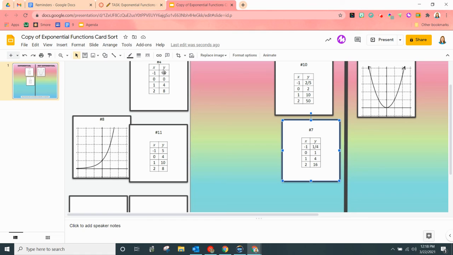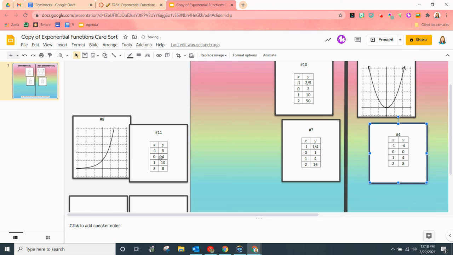Look at this one. Can I multiply anything by -4 to get 0? The only thing I can multiply -4 by to get 0 is 0. Okay, so -4 times 0 is 0. Is 0 times 0 4? No. See, we're not multiplying here to get this one. We're adding. It looks like we're adding 4 every time. So that one's not exponential.